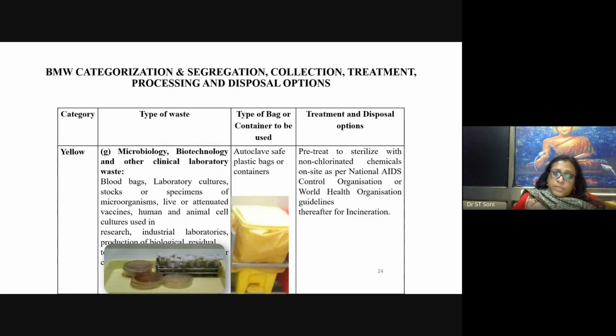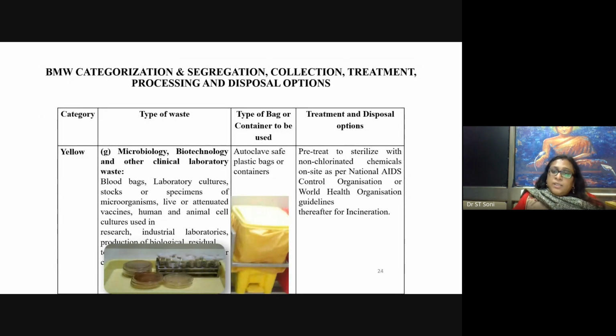Microbiology and biotechnology and other clinical laboratories. Any of the laboratory personnel has to discard blood bags, blood lab cultures, specimens of microorganisms, live attenuated vaccines, human and animal cell cultures, anything and everything in a yellow bag.